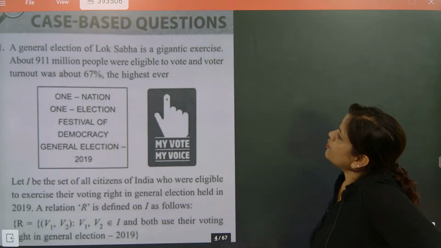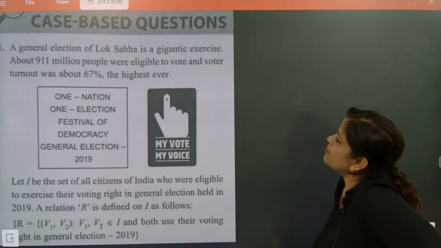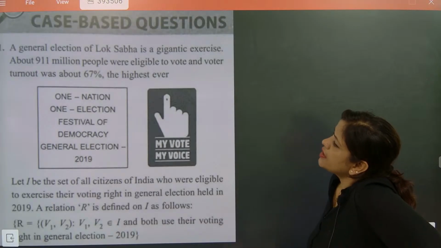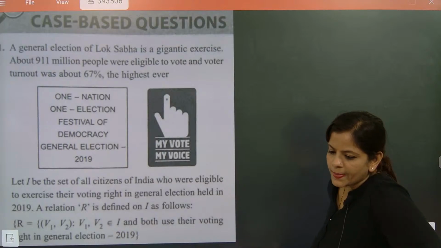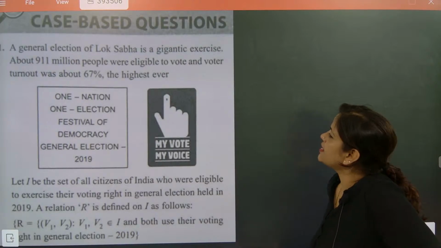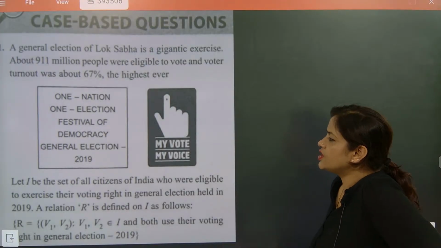A general election of Lok Sabha is a gigantic exercise. About 911 million people were eligible to vote and voter turnout was about 67%, the highest ever. Okay, till here it is given. After that, come on, everybody start answering the question. One nation, one election, festival of democracy, general election 2019.